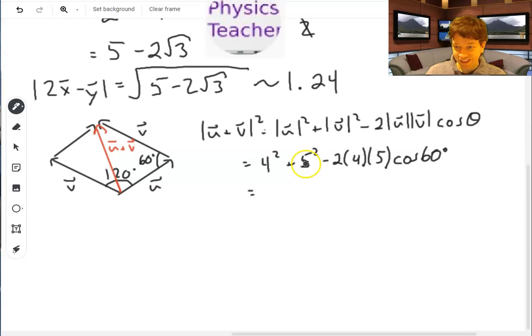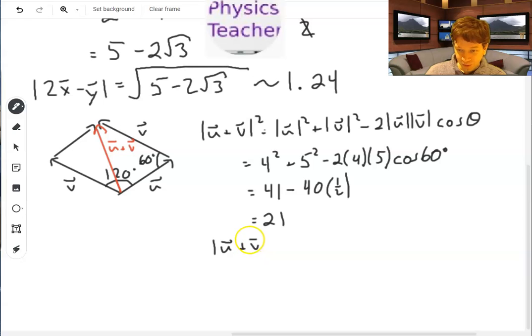Okay, 4 squared, 16, plus 5 squared, 25, gives us 41. Minus 2 times 4 is 8, times 5 is 40, times the cos of 60, which is 1/2. 40 times half is 20. 41 minus 20 is 21. Then remember that is the magnitude squared. So to get the magnitude, we take the square root of that, which is root 21.